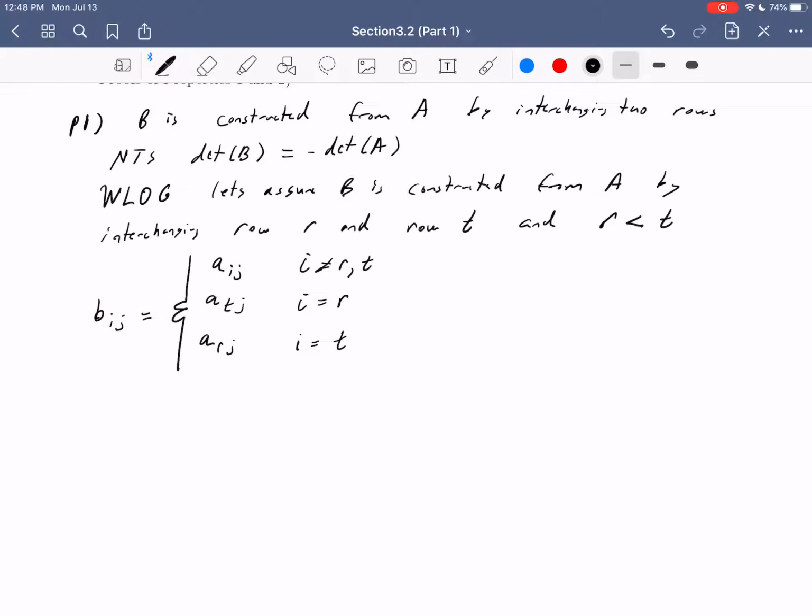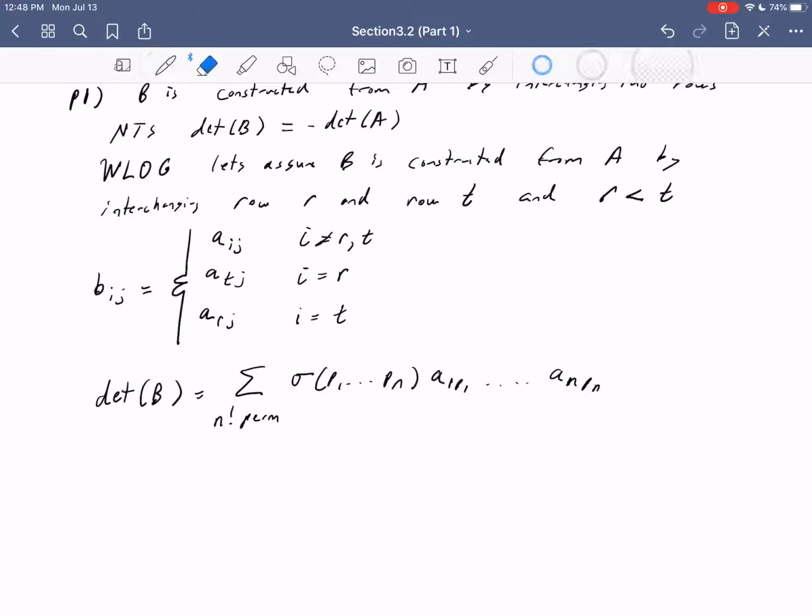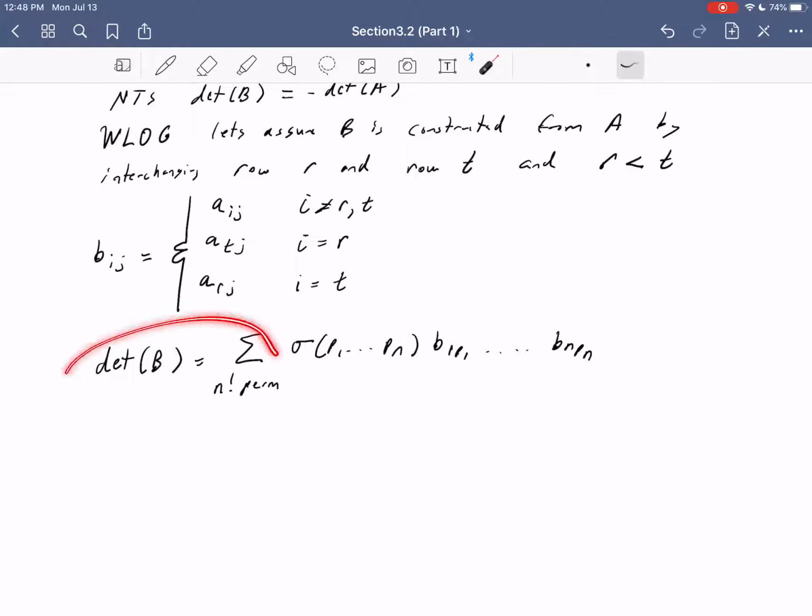All right, let's go ahead and talk about the determinant of B. The determinant of B, of course, by definition, is the sum over the n factorial different permutations, the sign of each of those permutations, times the product of those elements, B1,P1 down to Bn,Pn, because this is our matrix B here. Okay, that's the formal definition of the determinant.